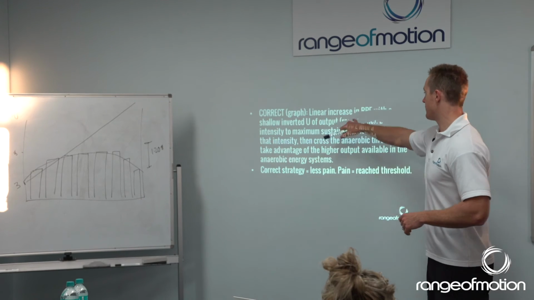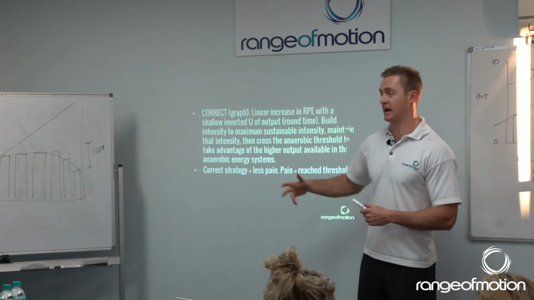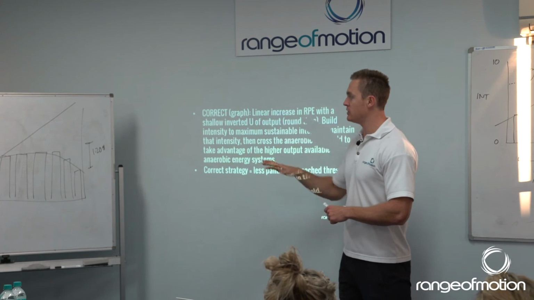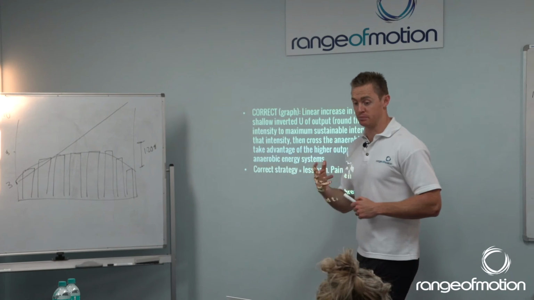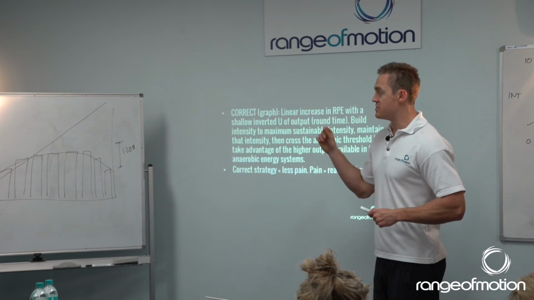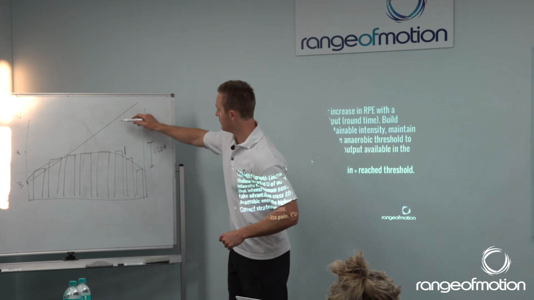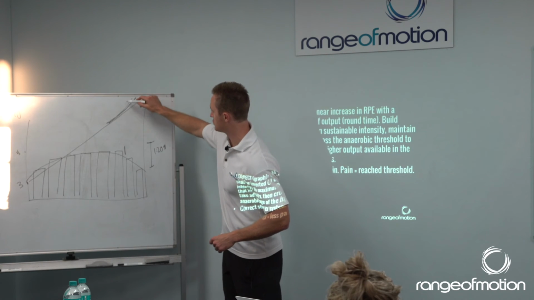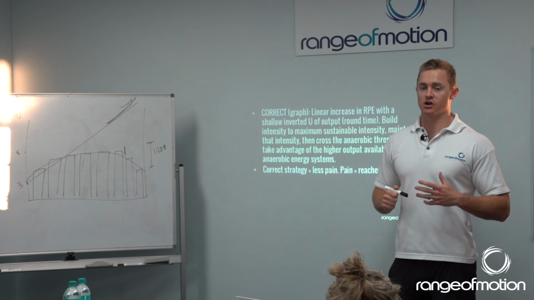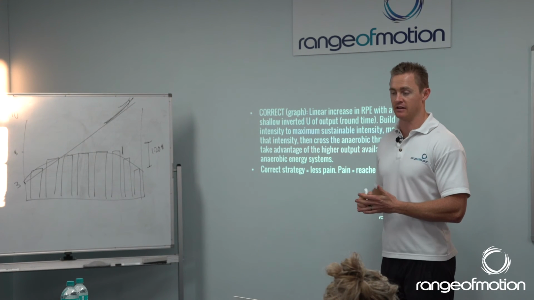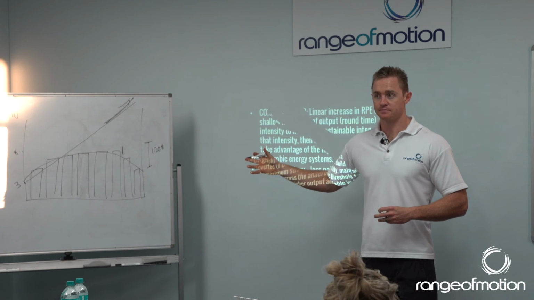There's a linear increase in rate of perceived exertion with a shallow inverted U of output, aka round time. So you want to build the intensity to a maximum sustainable intensity, a maximum sustainable split, round pace. Then at the end, you want to cross that anaerobic threshold, which you can see is happening here. And this, we may even get an exponential sort of increase up like this. You cross that anaerobic threshold to take advantage of the higher yields of energy that are available there at the end. The higher yields that come from going into an anaerobic energy system.